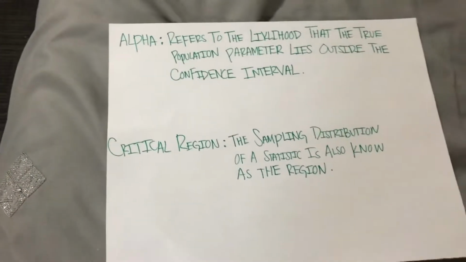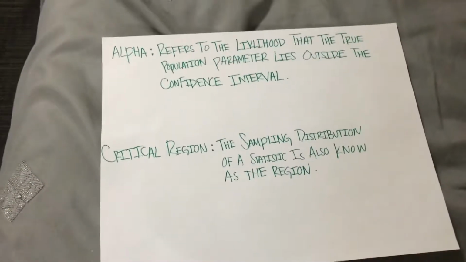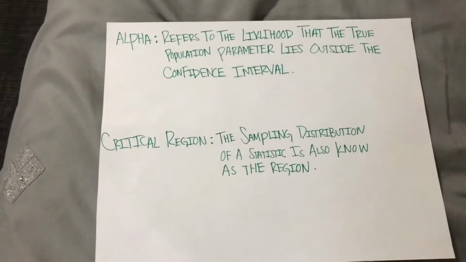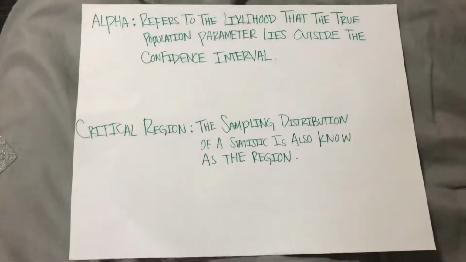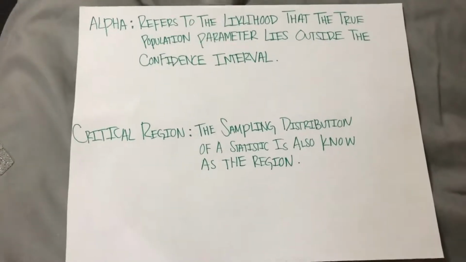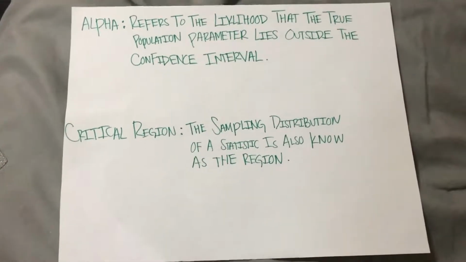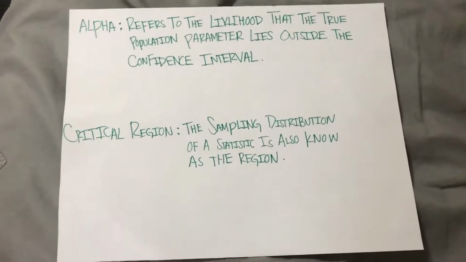An alpha refers to the likelihood that the true population parameter lies outside the confidence interval, and the critical region explains the sampling distribution of a statistic within that region.